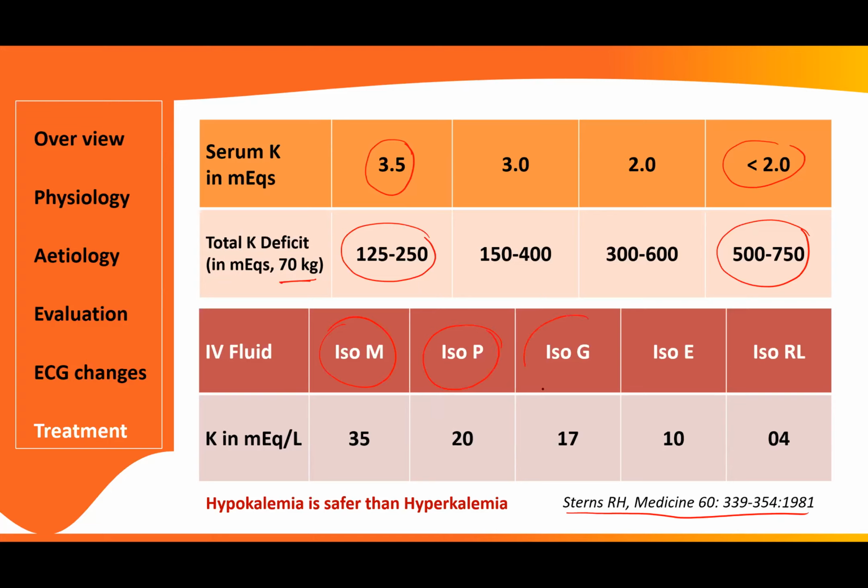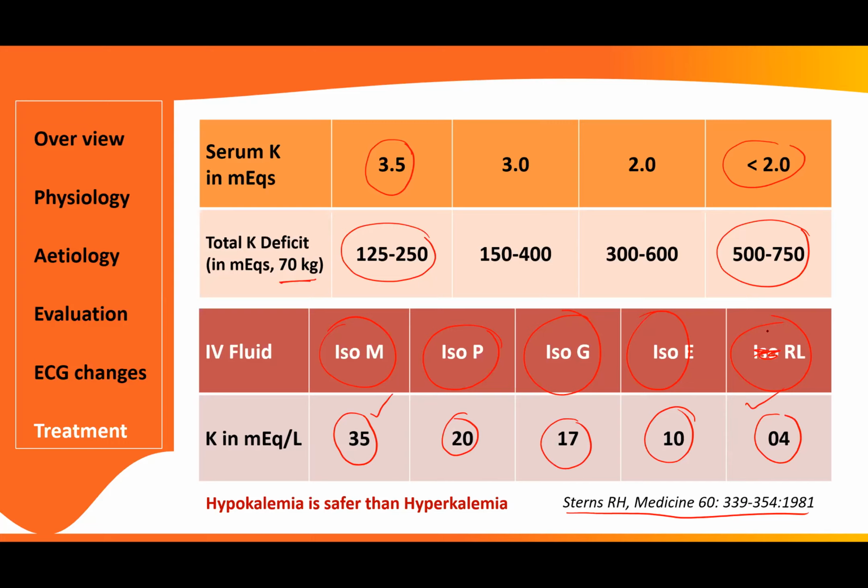You will be using several solutions in your day-to-day practice: Isolyte M, Isolyte P, G, E, RL. They are not equal. Don't just go on substituting one for the other. The potassium content in Isolyte M is maximum, it's minimum in Ringer lactate. Isolyte P, 20 per liter, 17 per liter, 10 per liter in Isolyte E. If you want more potassium to go, use Isolyte M. If the potassium is normal in the serum, then you use Ringer lactate. It's not called iso-RL, simply called RL.